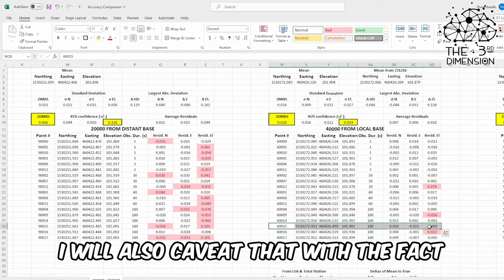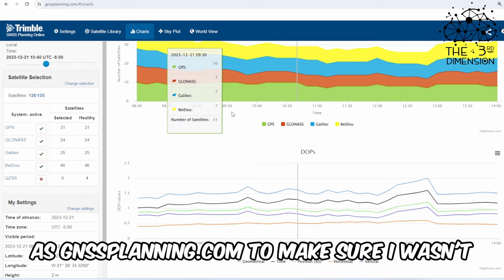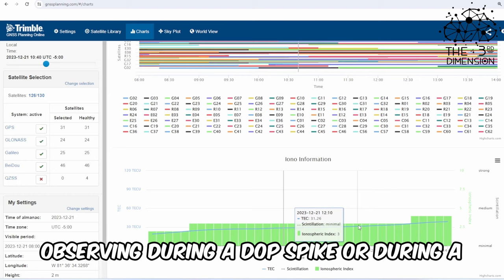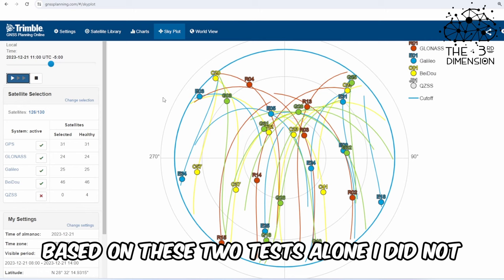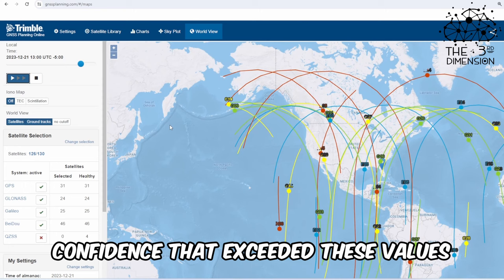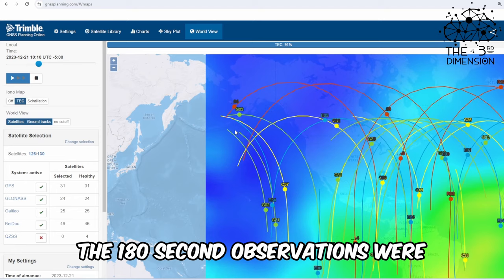I will also caveat that with the fact that I would want to use a service such as GNSPlanning.com to make sure I wasn't observing during a DOP spike or during a time of atmospheric or solar disturbance. Based on these two tests alone, I did not see standard deviations at the 95% confidence that exceeded these values when using the entire data set. And given the 180-second observations were significantly better, that gives me more confidence that I would hit that spec.